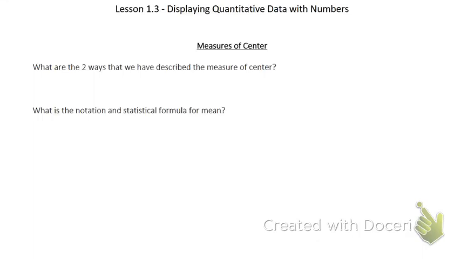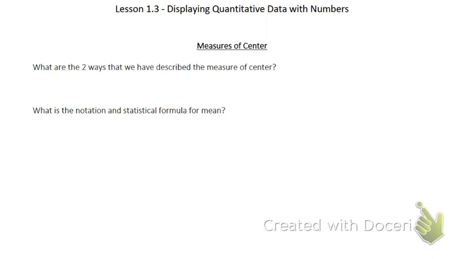1.3, we are going to display quantitative data with numbers. Do you guys remember the graphs that we use for quantitative data? What graphs can we use for quantitative data? Histogram. Pie chart? That's categorical. The stem and leaf plot, and then the dot plot. Bar graphs and pie charts are for what kind of data? Categorical data. Very good, ladies and gentlemen. Here we go.